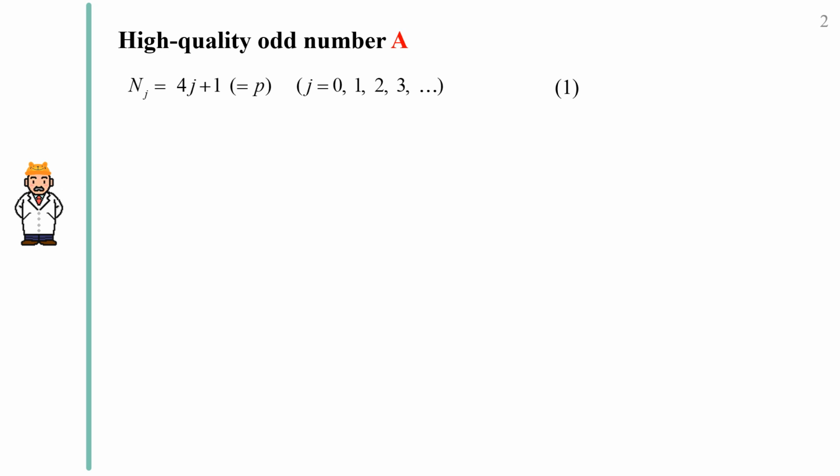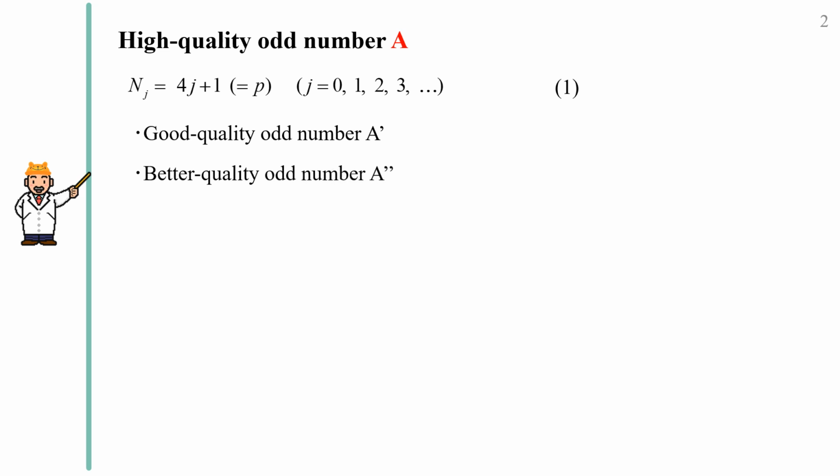As you may recall, high-quality odd numbers include the good quality odd numbers, A prime, and the better quality odd numbers, A double prime. When either of these appears during the iterative calculation process, we use its value as n_i and apply Collatz operation A prime or Collatz operation A double prime. The flow of calculation in this case proceeds as follows.